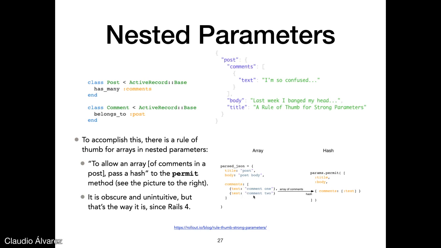Entonces, esto que está acá, que son los comentarios, tiene que ir permitido de esta forma, ¿ya? Así tú logras hacer que tu controlador, tu acción, tu create o tu update, puedan recibir el objeto del post con los comentarios contenidos adentro, ¿ya? Es bien oscuro, es medio complicado, con un par de ejemplos yo creo que les va a quedar más claro.